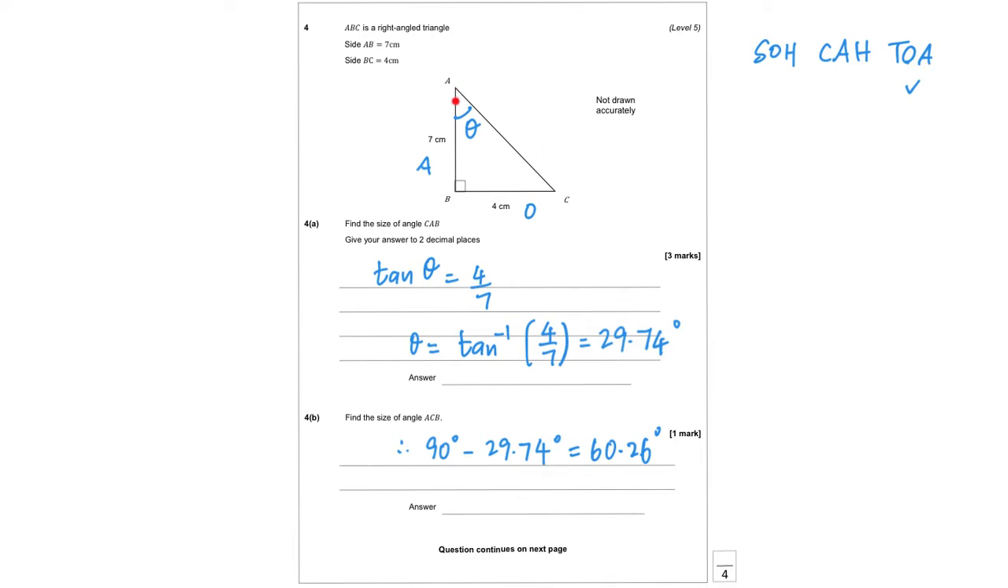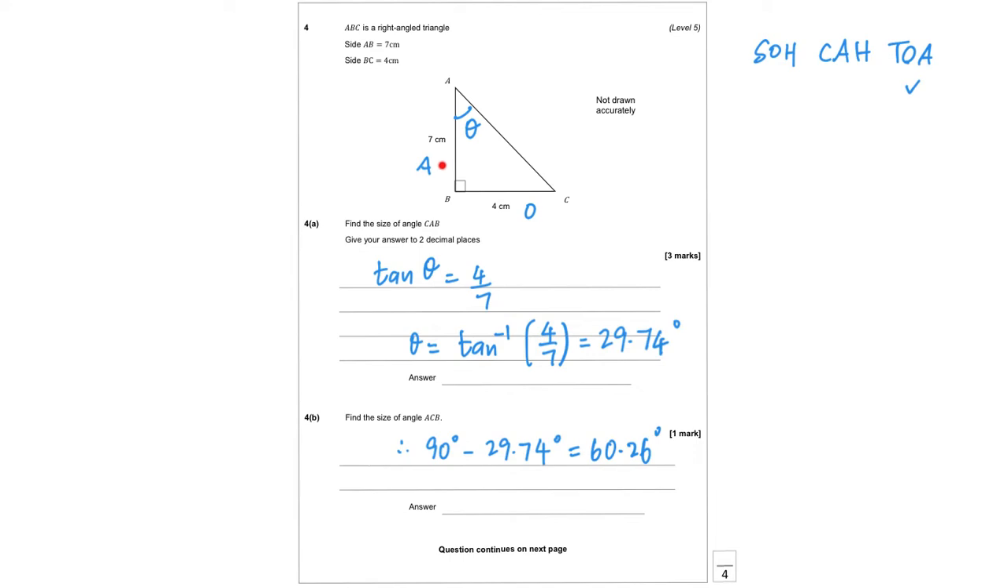For this question, CAB, we are looking for this angle, and we have this opposite side 4 centimeters and adjacent side 7 centimeters. Again, we use tangent angle equals 4 over 7, opposite over adjacent, and shift tangent 4 over 7, 29.74 in 2 decimal places. And the other angle, of course, is 90 minus 29.74, 60.26.